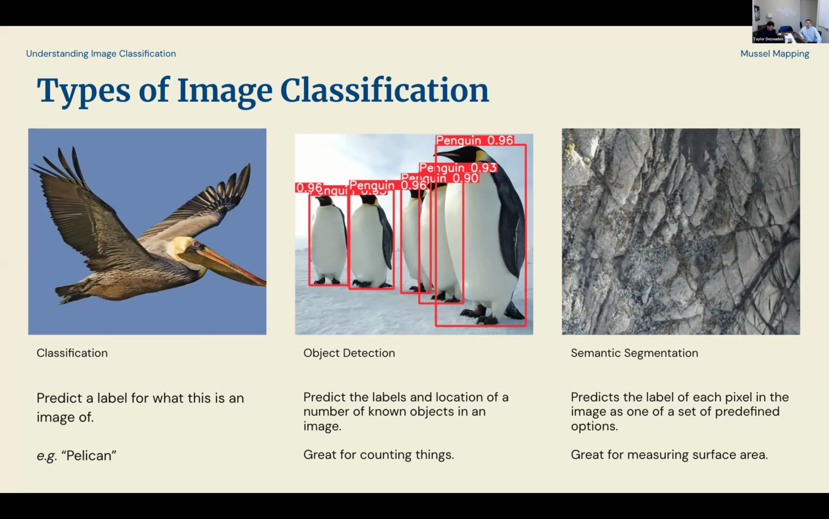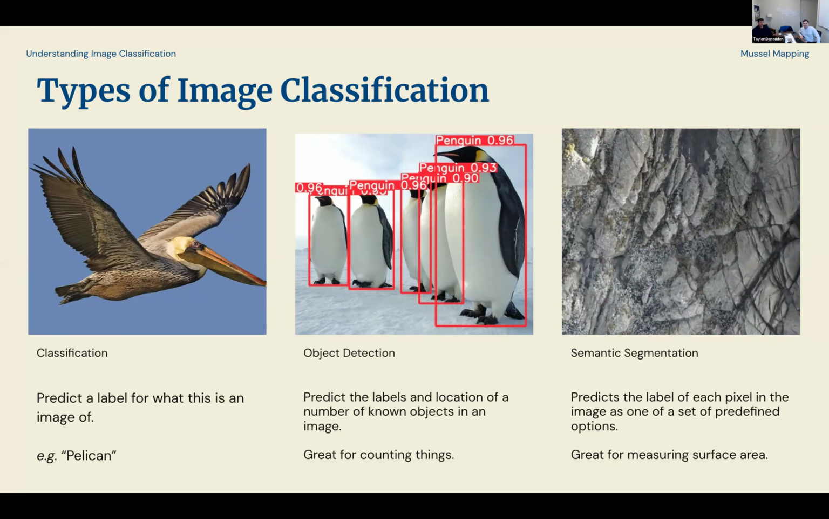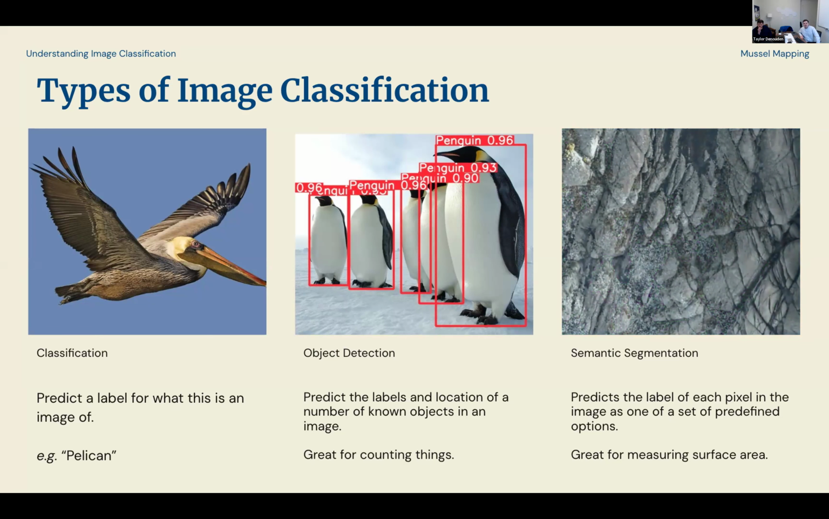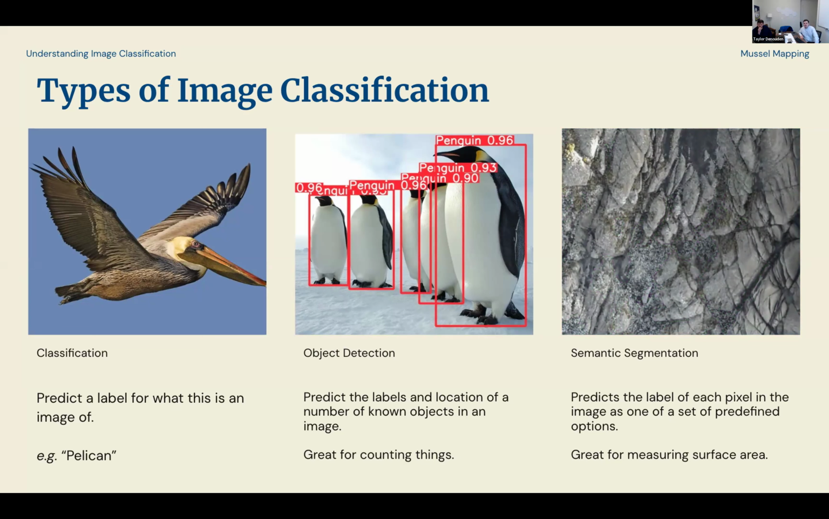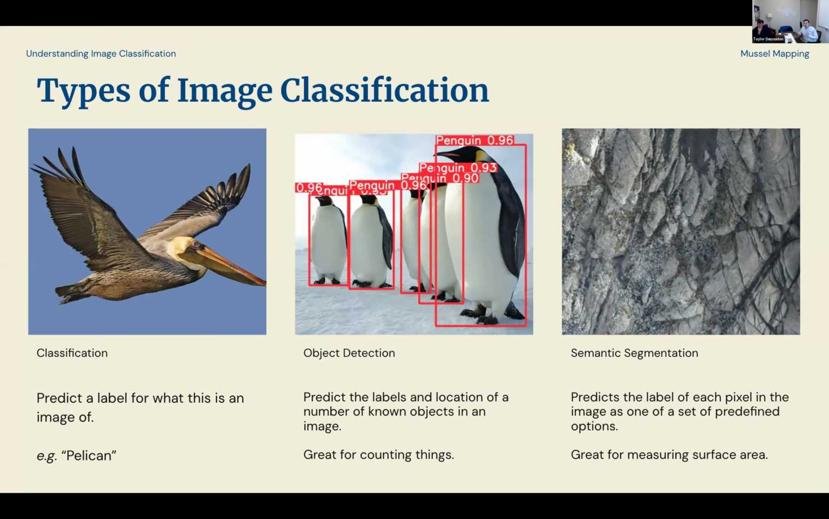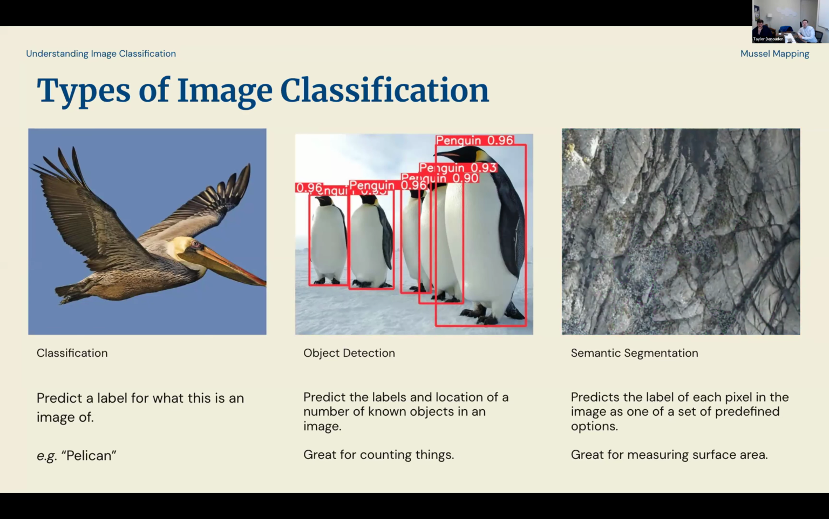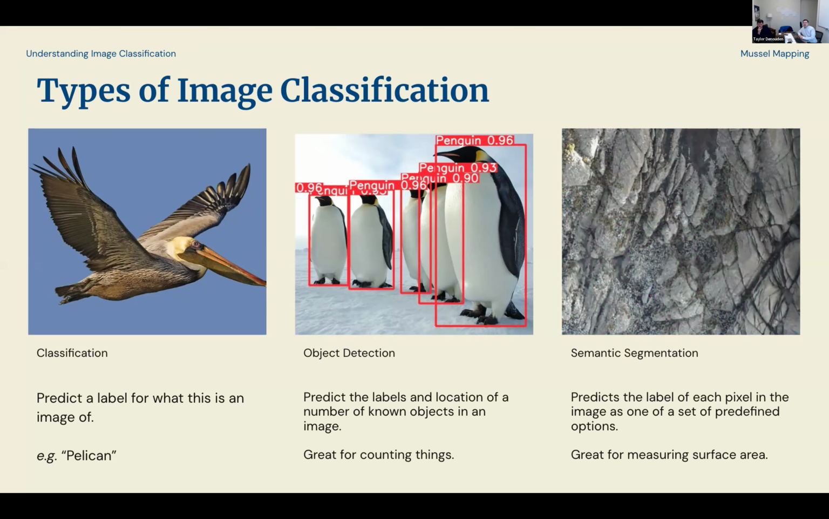And for images that are a lot more complicated than this one, it's kind of hard to put a label on a complex intertidal scene to say this is mussels or anything like that. So to get more specific, you can do what is called object detection. What object detection does is it tries to label a set of known objects in an image and also mark where they are. This is really useful if you're counting things. So if you wanted to count the number of birds in a scene or the number of boats in a satellite image, this is the technique you would use.